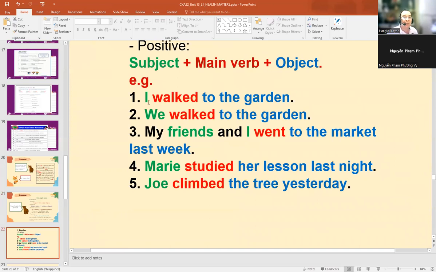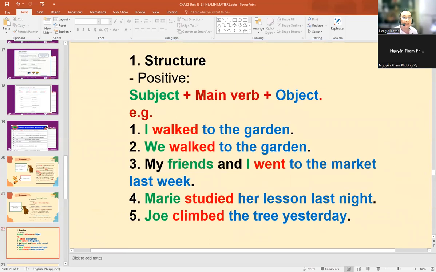Okay, like for example, number one. Can you read sentence number one for me? I walked to the garden. Okay, I walked to the garden. So the subject is I. What's the main verb? Walked. And plus the object, to the garden.